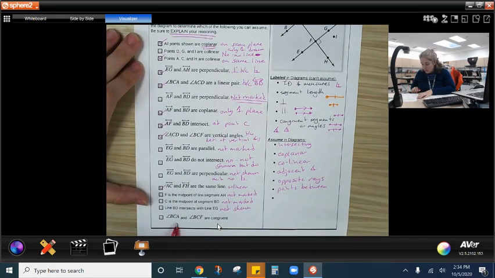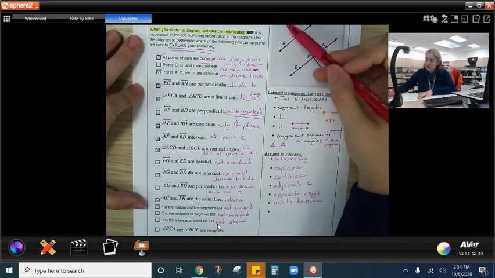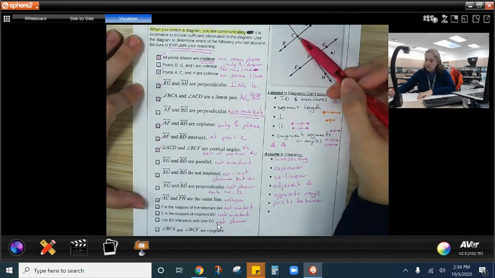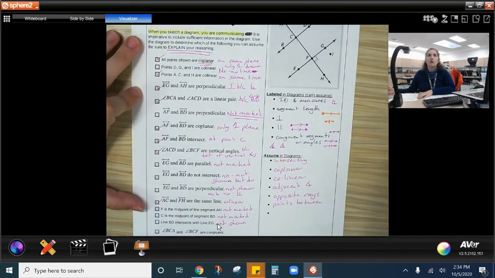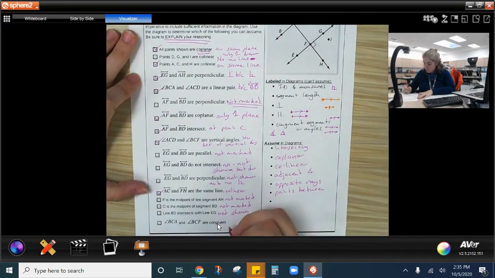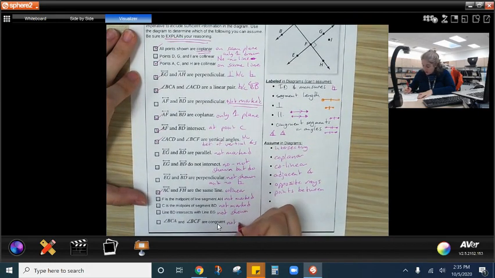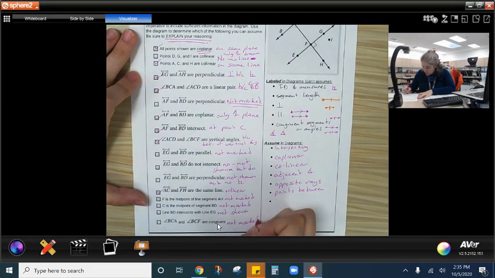The next one is angle BCA and angle BCF are congruent. Do we know that they are congruent? No, we do not. This is not marked.